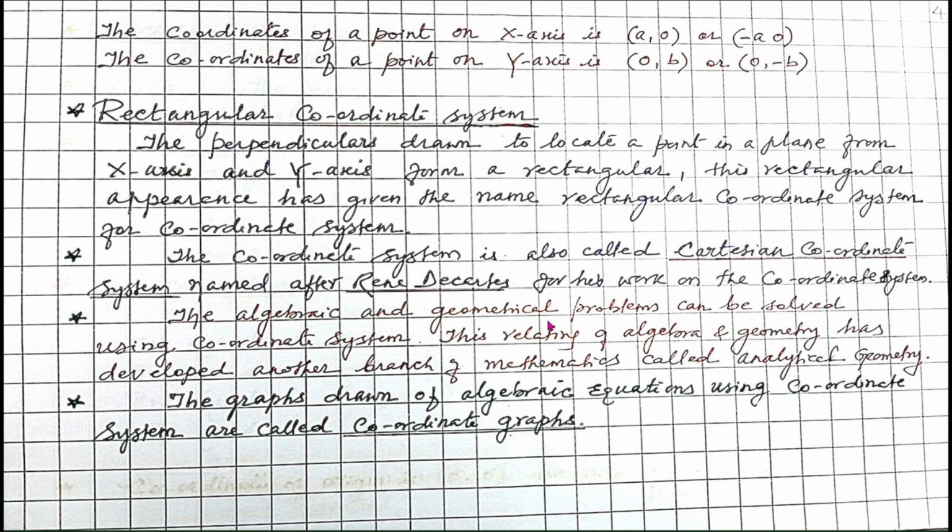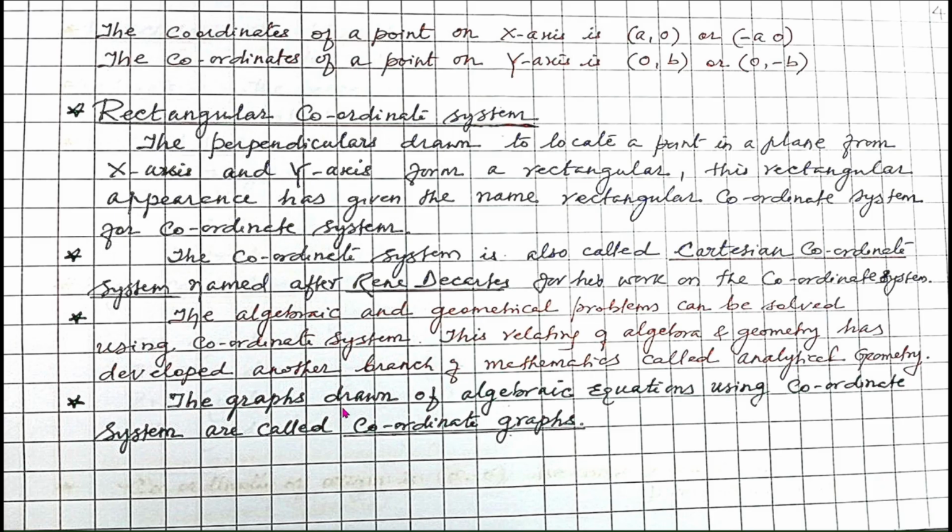The algebraic and geometrical problems can be solved using the coordinate system. This method of relating, that means we are relating algebra and geometry, has developed as another branch of mathematics where we relate algebra and geometry, and that branch of mathematics is called analytical geometry.